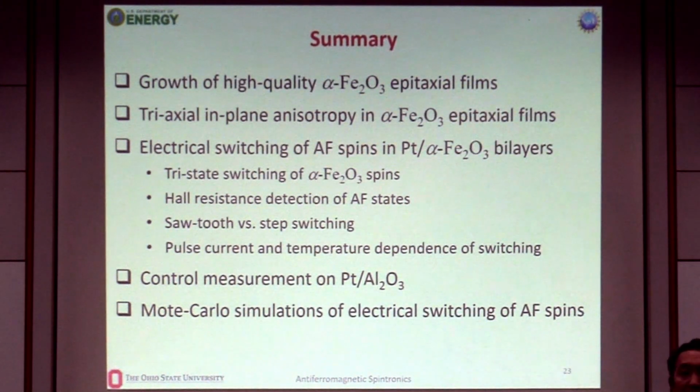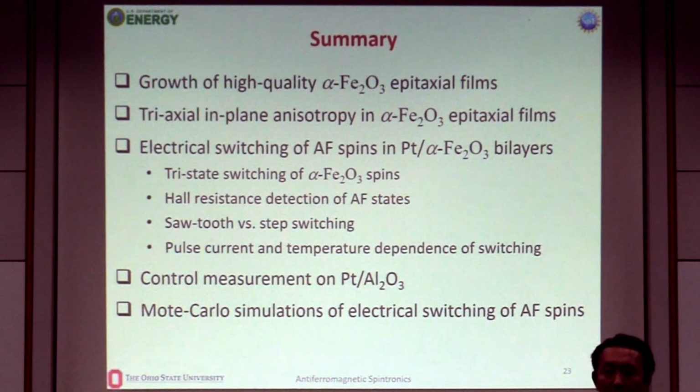Yeah. And first I would like to ask one question. Why for your detection signal do you use the spin current, the anomalous Hall detection?